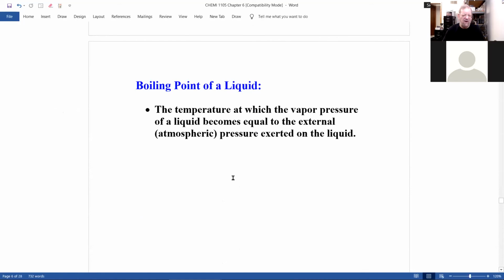Now, the boiling point. I won't ask the definition, but you should understand it. The boiling point of a liquid is the temperature at which the vapor pressure of the liquid is equal to the atmospheric pressure exerted on the liquid. So at the boiling point of a liquid, the temperature where it boils, the vapor pressure equals the atmospheric pressure.